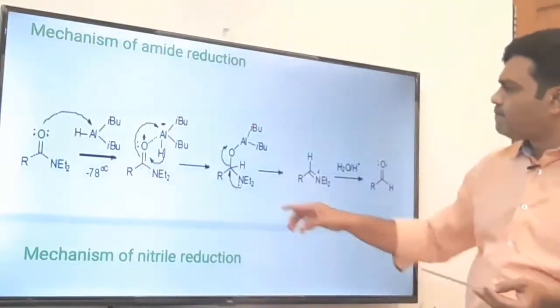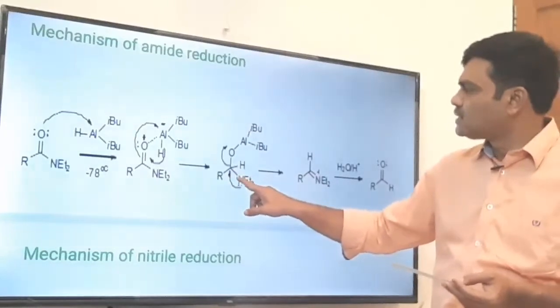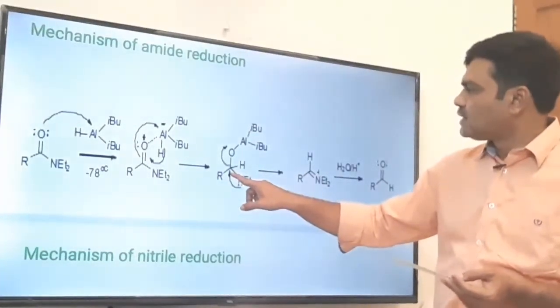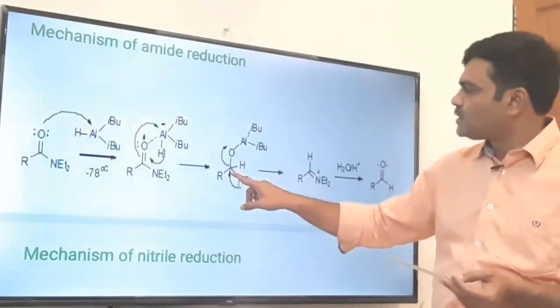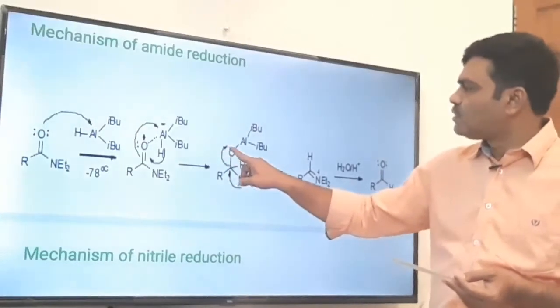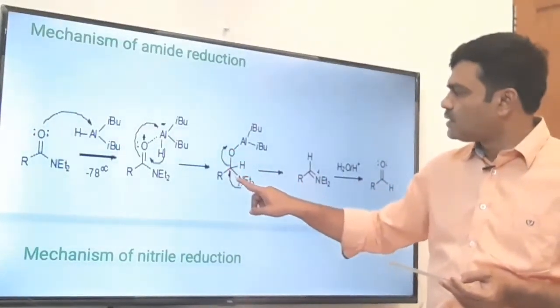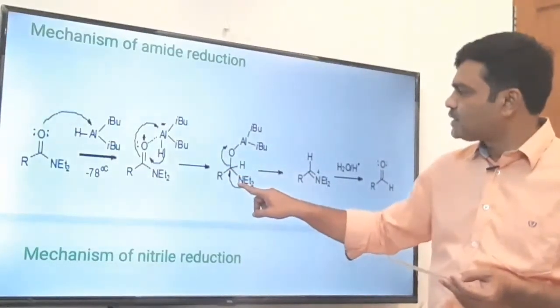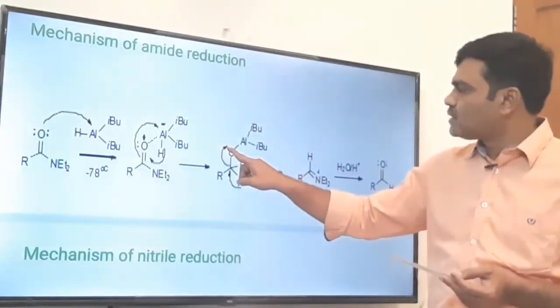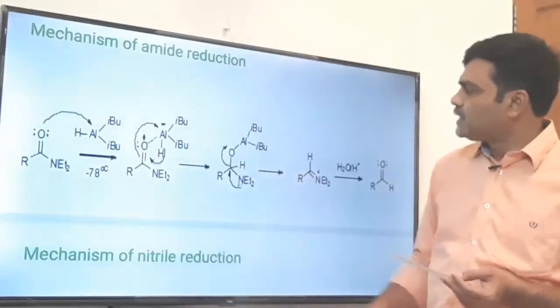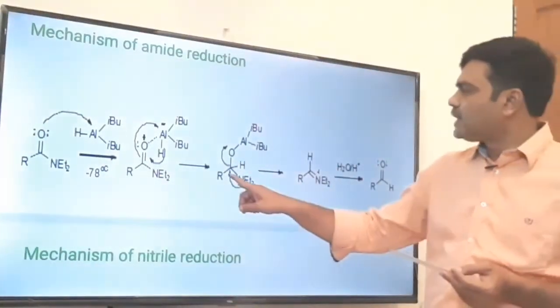Now nitrogen will donate its lone pair here, so C=N forms. After formation of this bond, immediately this bond cleavage takes place. It happens simultaneously: the carbon-nitrogen double bond formation, the pi bond formation, and the breaking of this carbon-oxygen bond take place simultaneously. So finally what do we get?